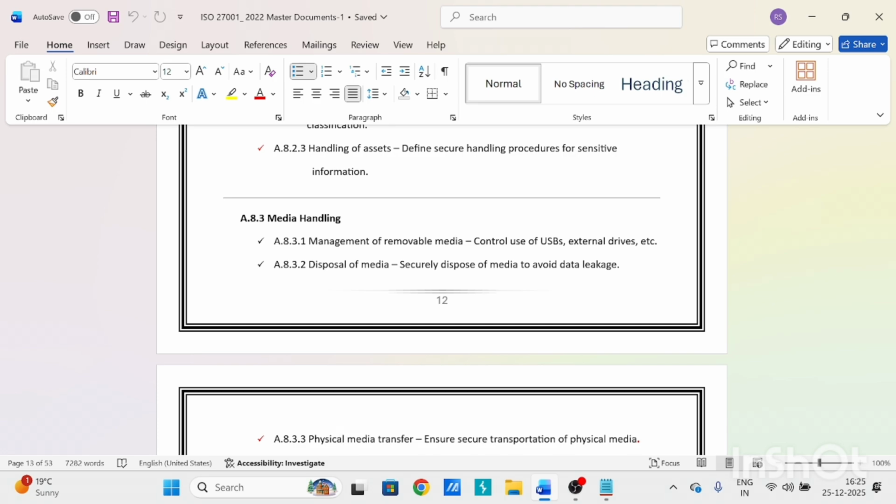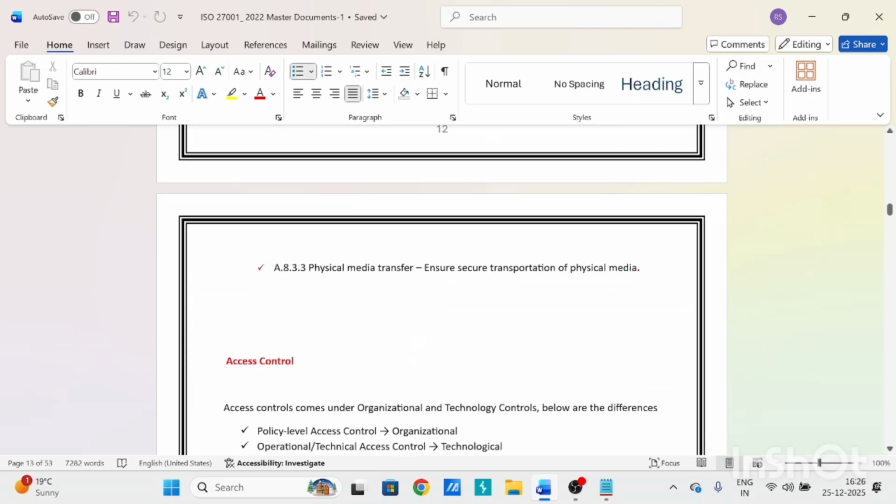Media handling deals with whatever removable media there are, in the form of USB, external devices, pen drives, etc. How they are attached to the assets, and the management and approval criteria for the removable media, should be considered under media handling. Disposal of media means that once the life of the media has been completed or it is not working at all, it should be securely disposed of to avoid data leakage.